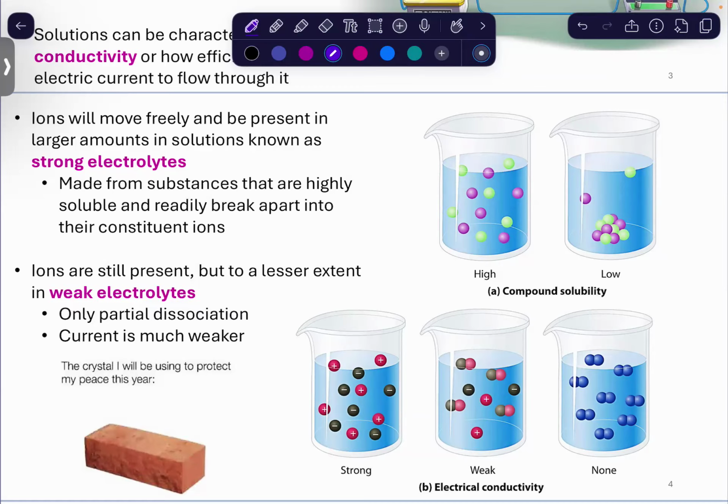You're only going to get partial dissociation of your compounds in solution. In a strong electrolyte, you get full dissociation of compounds, like your sodium chloride, where all of your salt is going to break apart into its ions. With compounds that are only partially soluble, some ions will break apart, but the rest stays in its neutral molecular form. So you only get partial dissociation, and that leads to weak electrolytes.